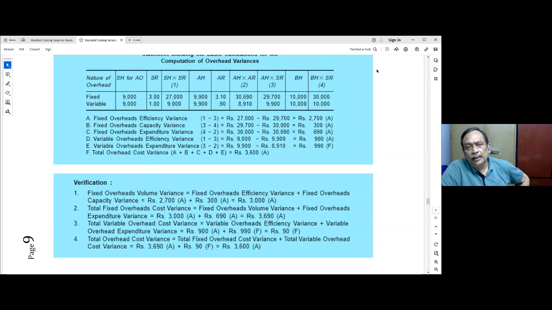Then fixed overhead efficiency is 1 minus 3. Fixed overhead capacity is 3 minus 4. Fixed overhead expenditure is 4 minus 2. Variable overhead efficiency, 1 minus 3. Variable overhead expenditure, 3 minus 2. And total overhead cost variance, if we add all these, we get 3,600 at last.